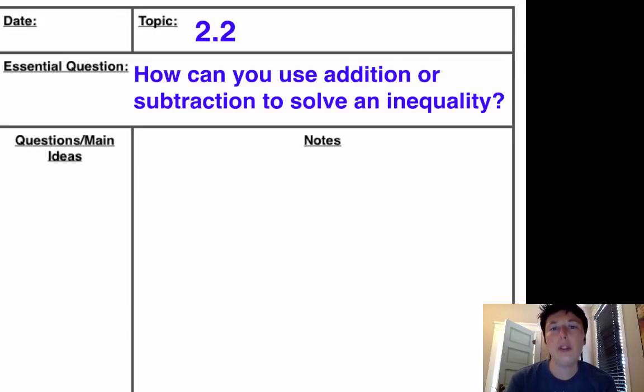We're moving on to section 2 in our book. And the essential question for this video is, how can you use addition or subtraction to solve an inequality? So we're going to start working on solving inequalities.